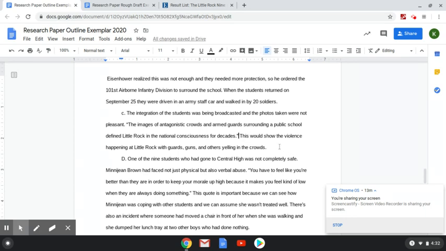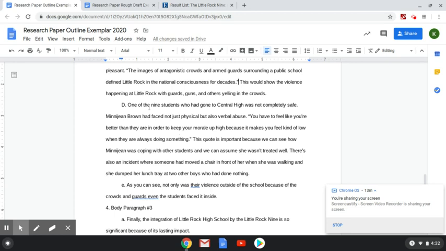"So this would show the violence happening at Little Rock with guards, guns, and others yelling in the crowds. One of the 9 students who had gone to Central High was not completely safe. Minnie Jean Brown had faced not just physical but also verbal abuse. 'You have to feel like you're better than they are in order to keep your morale up high because it makes you feel kind of low when they're always doing something.'" This quote's important because we can see how Minnie Jean was coping with other students, and we can assume she wasn't treated well.